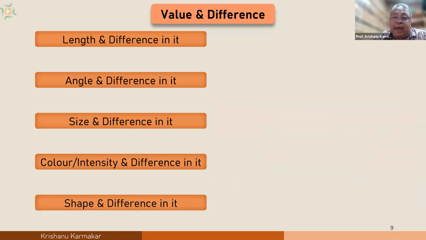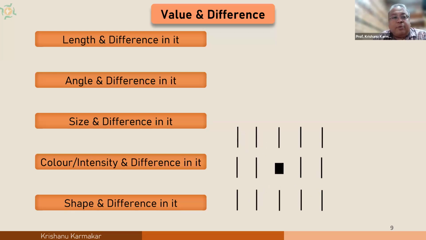And finally, the shape and difference in shape. So for example, we can use different types of objects to represent different values. However, I told you also that not all of these attributes are good at representing all of them. There is a relative ranking between these attributes. And what is that relative ranking?